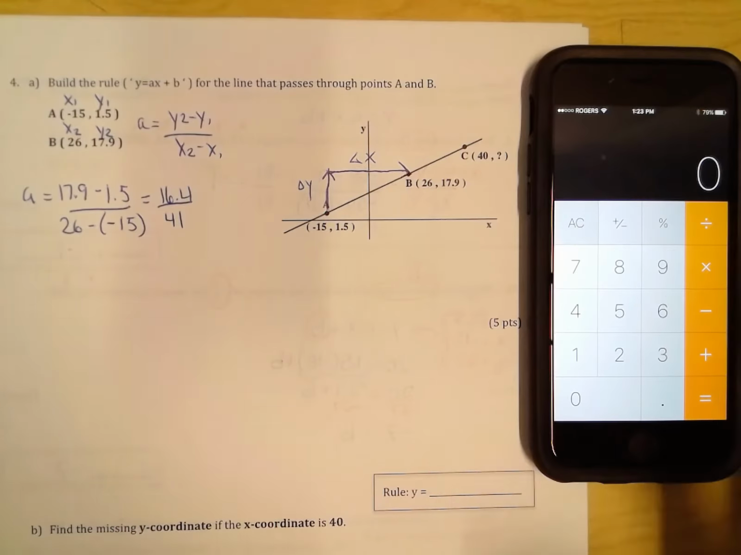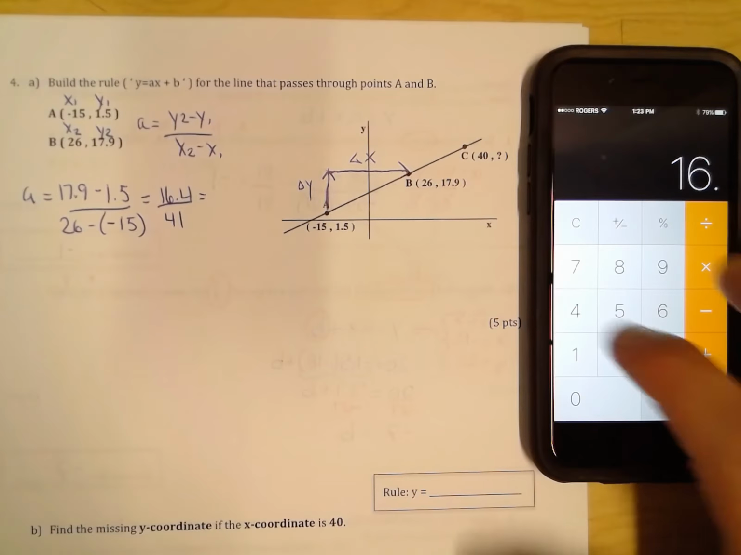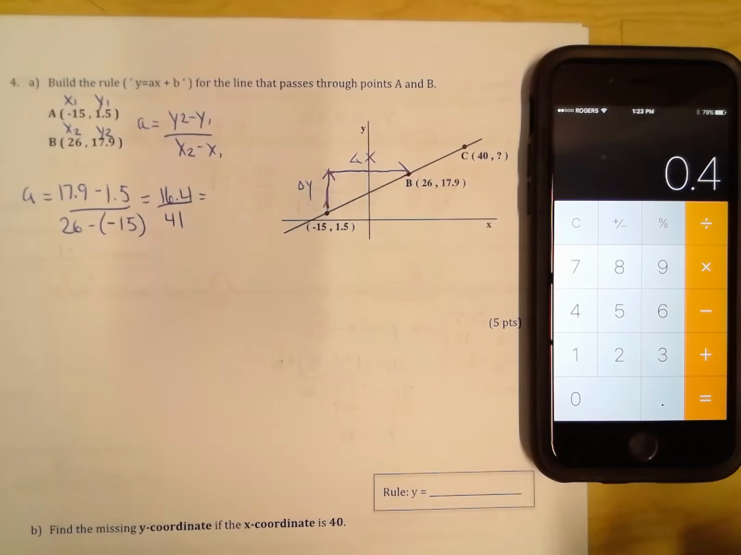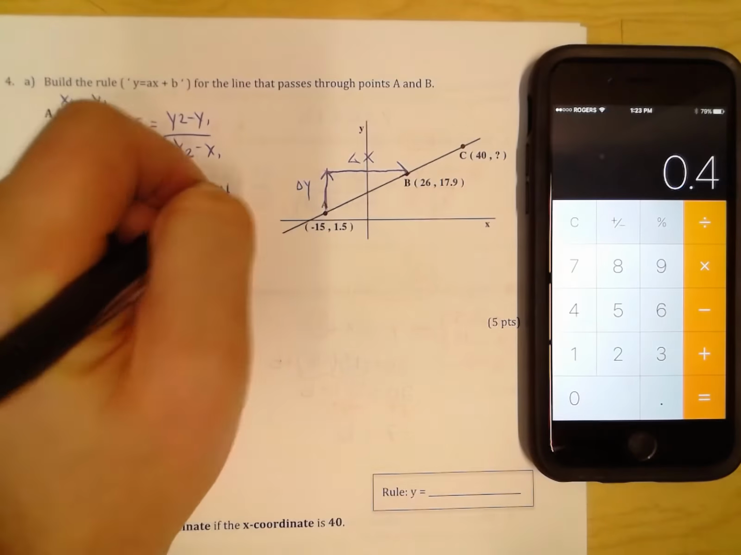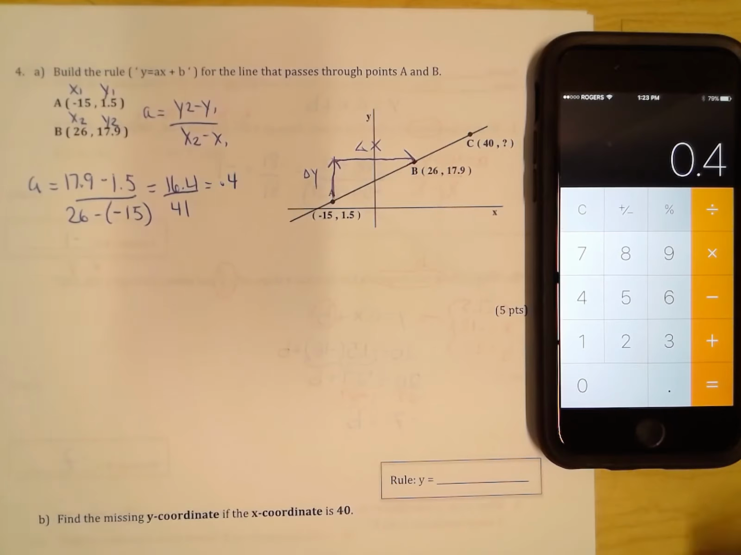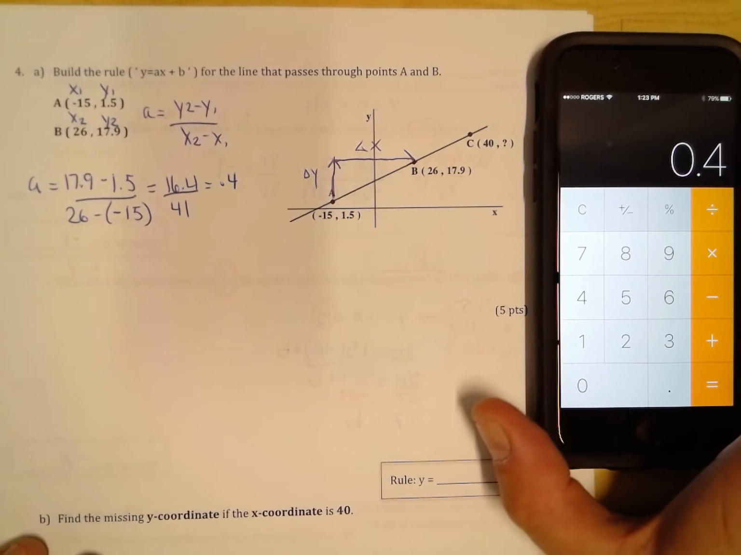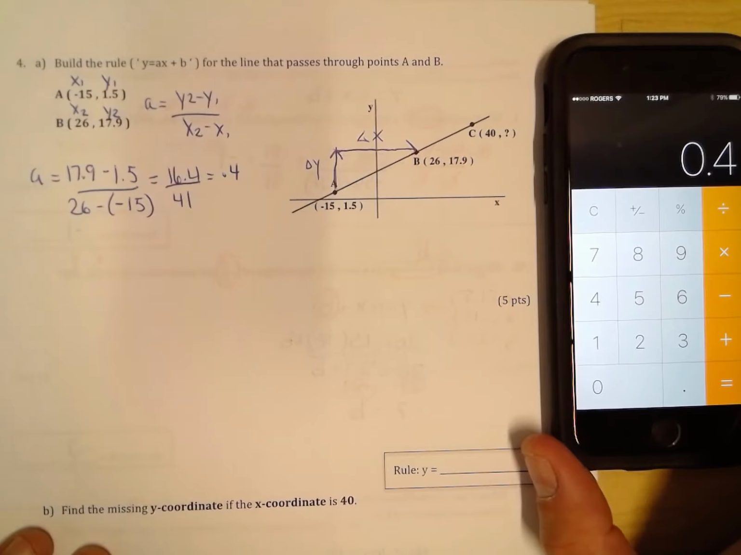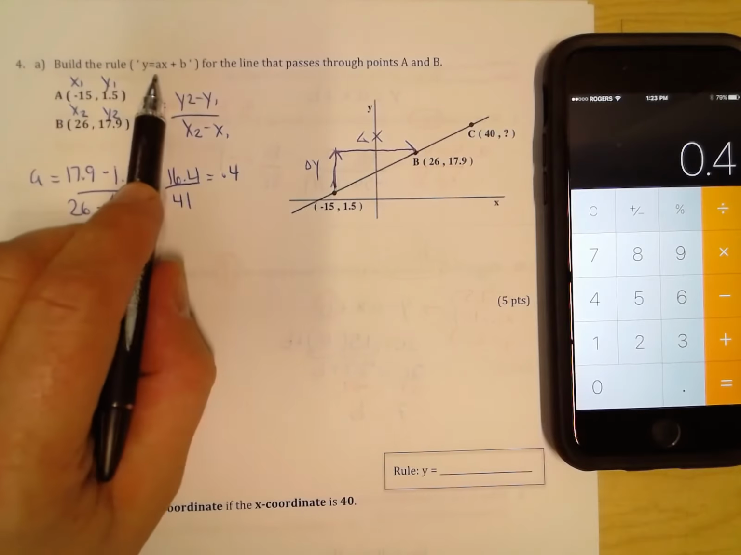So let's reduce that fraction. Simplify it. 16.4 divided by 41, and I get 0.4. Now 0.4 is 4 over 10, and for those of you who like fractions, like for all one of you who like fractions, you could go ahead and use 4 over 10 for your A, but for the rest of us we will use 0.4 in the formula. And so if you think about it now, we know the value of that A.